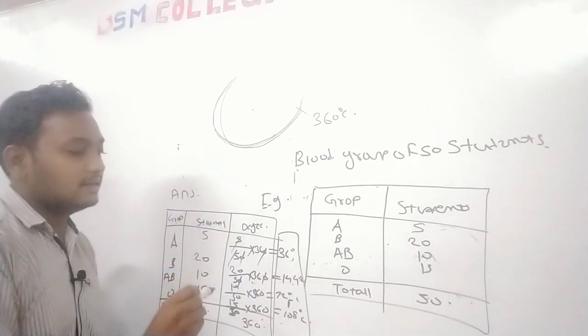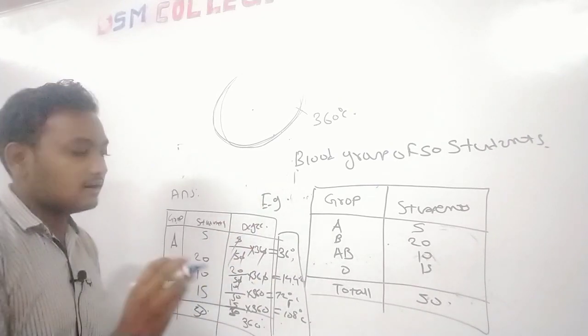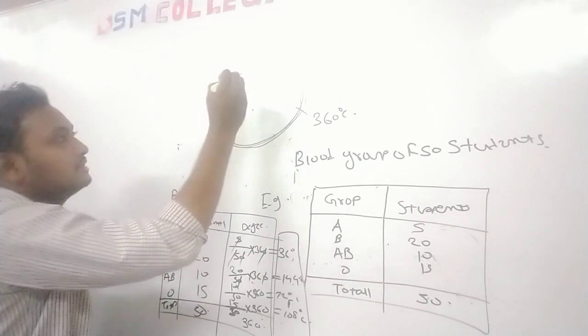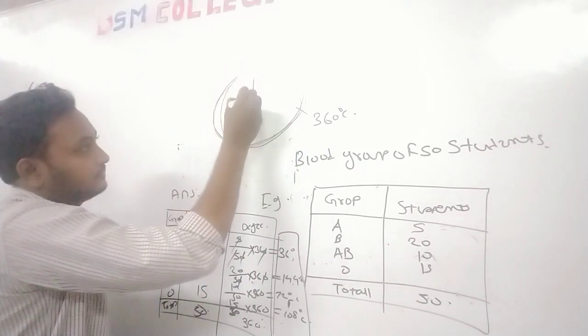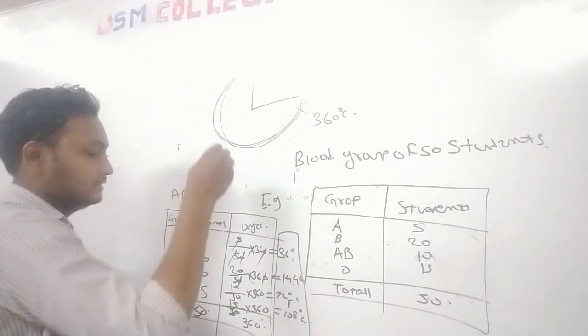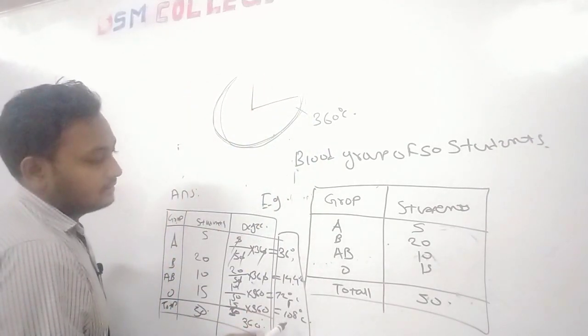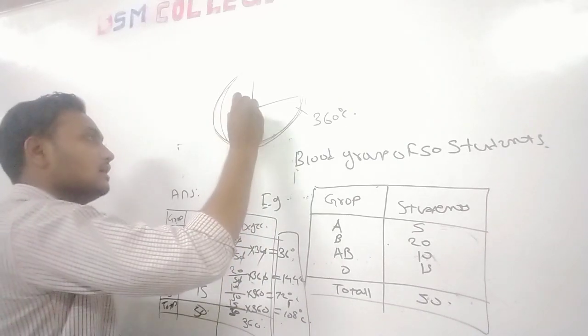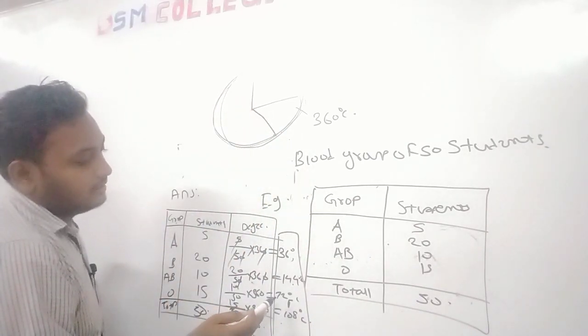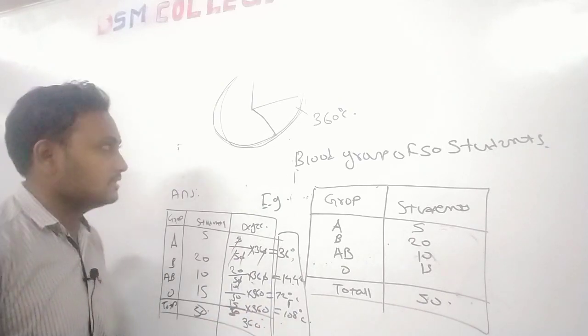And the next step is that we notice the highest degree, then we put it here. That is 144, the highest degree. Then the next highest degree is 108. The next is 72 degrees.